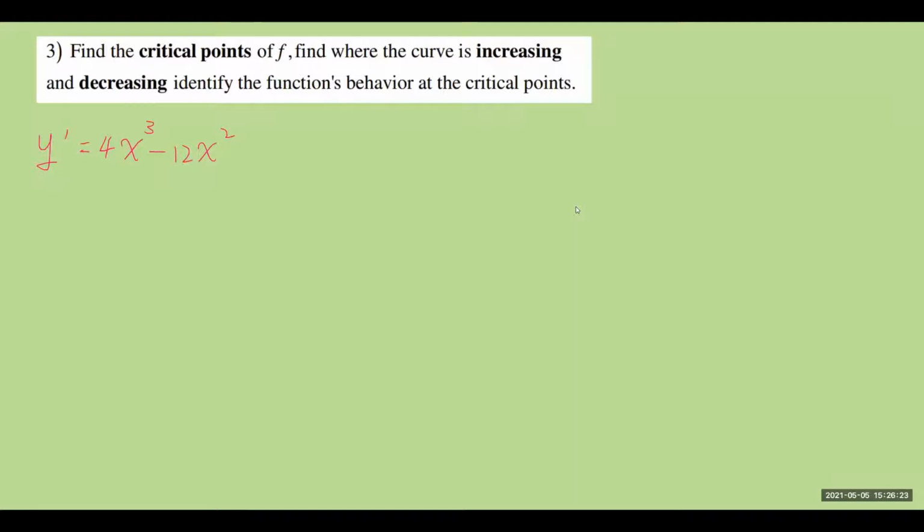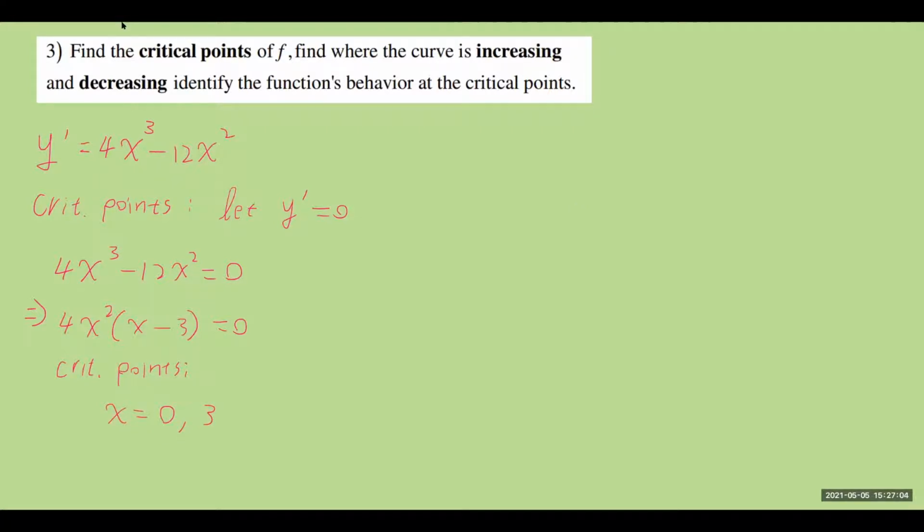All right, now step 3 says find the critical points of f. Let's start with that first. So critical points or critical numbers, we want to let y prime be equal to 0. So we have 4x to the third power minus 12x squared is equal to 0. And let's try to solve this. We can factor out 4x squared and we'll get x minus 3 is equal to 0. And from this equation, we can see that my critical numbers or critical points are x equal to 0 and 3. So those are my critical numbers.